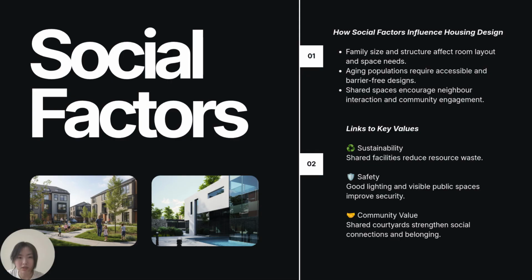They also contribute to safety. A well-designed neighborhood with good lighting, visible public spaces, and active streets creates natural surveillance, which helps reduce crime and increase residents' sense of security. Safe areas are also important for children and families. In terms of community value, shared courtyards and community spaces encourage interaction among neighbors. This helps build stronger social relationships, a sense of belonging, and a more connected community.